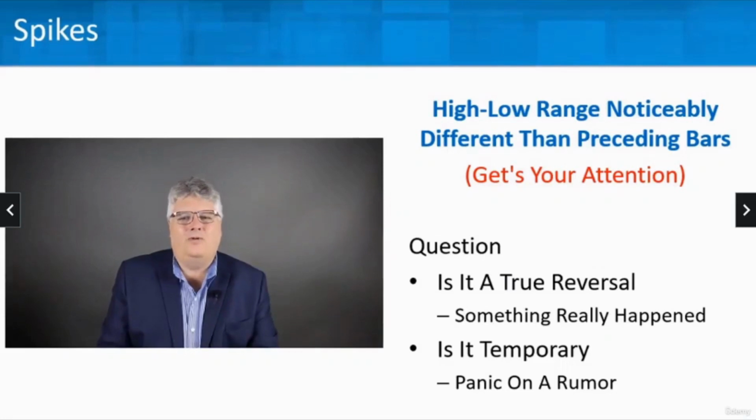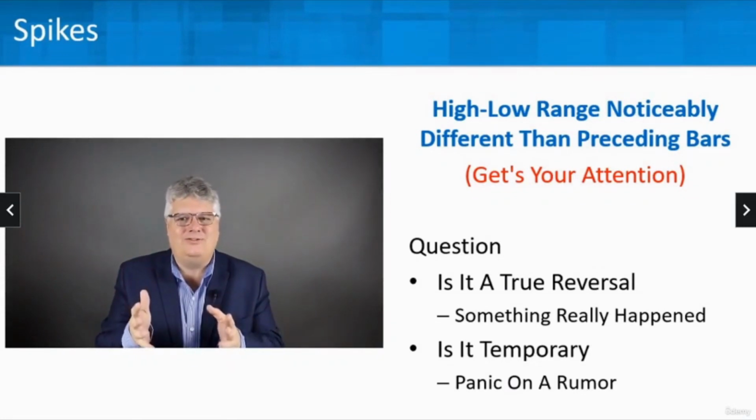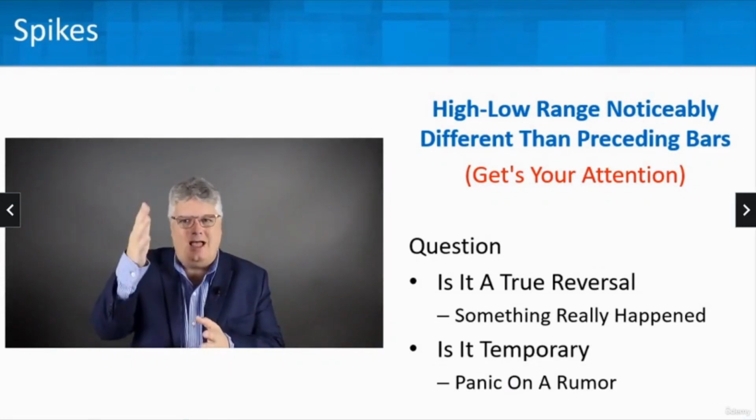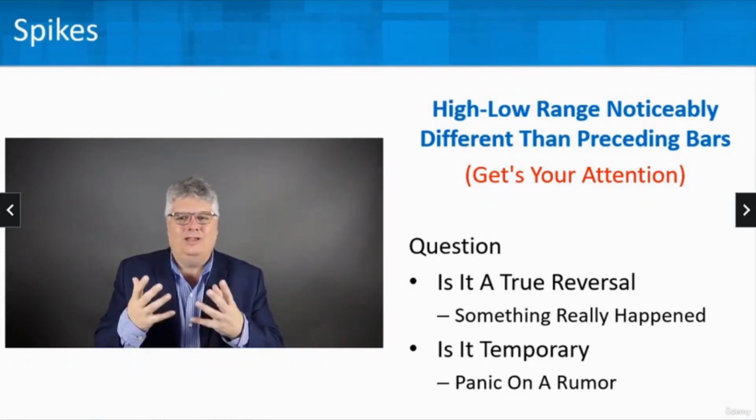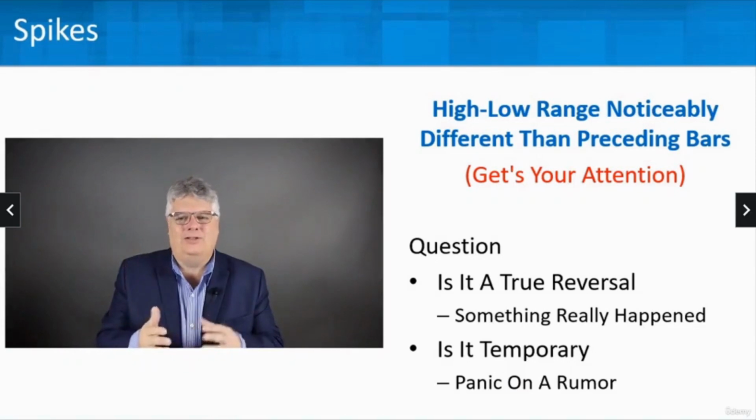If you've started playing around or looking at charts and things like that, you've probably noticed spikes, right? Where you see this high-low range all of a sudden is noticeably different than the others. It just spikes up or it spikes down. Something's happened, right? And it really is a dramatic thing compared to the other price bars that are preceding it. And it kind of gets your attention because it's just dramatic, right?